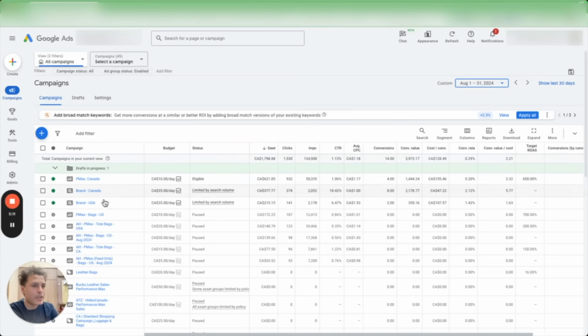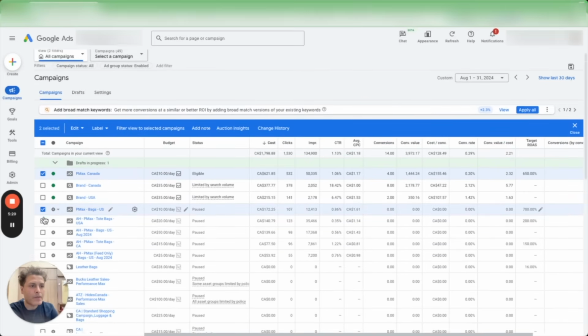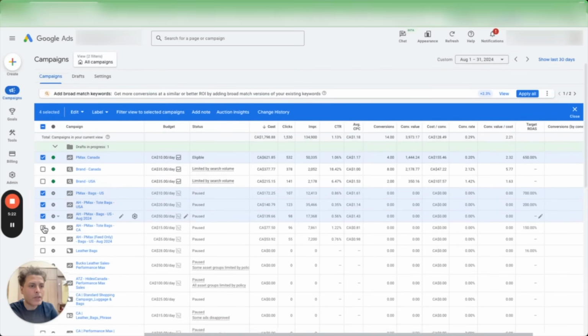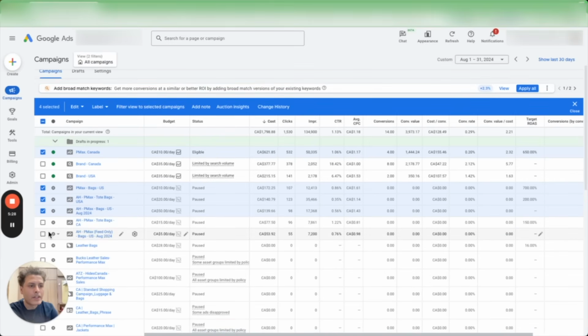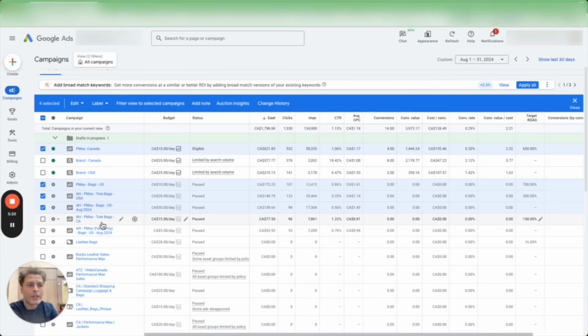And at that time I was running all sorts of campaigns, mainly a Performance Max campaign and Performance Max for bags and tote bags. Some of them were already running, some of them I created. Performance Max initially spent a lot but did not really deliver results.